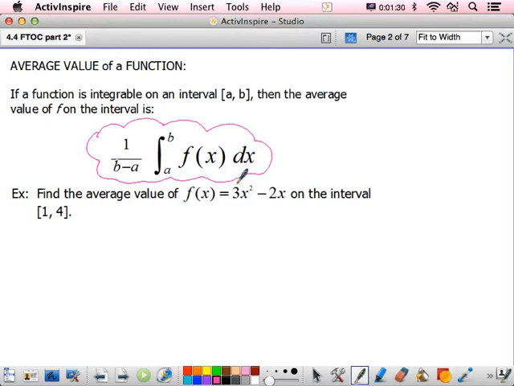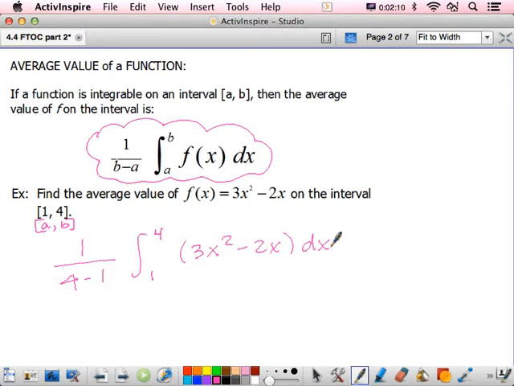For the first example, we're going to find the average value of the function f of x equals 3x squared minus 2x on the interval from x equals 1 to x equals 4. So, all that means is we need to set up the formula 1 over b minus a, and this is always a, and this is always b. So for this particular problem, we have 1 over 4 minus 1, multiplied by the integral from 1 to 4 of the function, which is 3x squared minus 2x with respect to x.